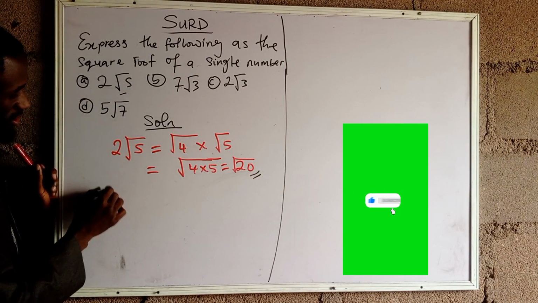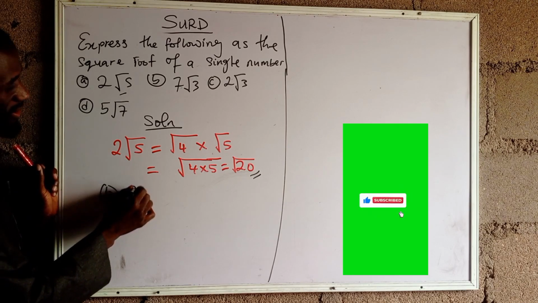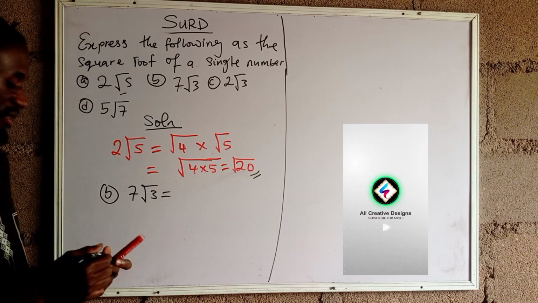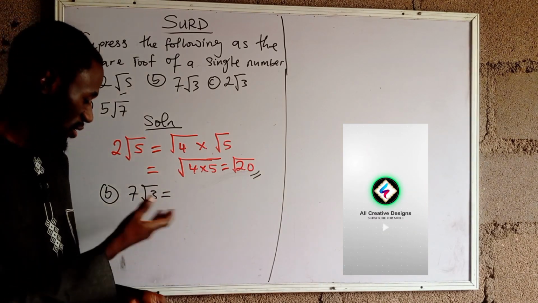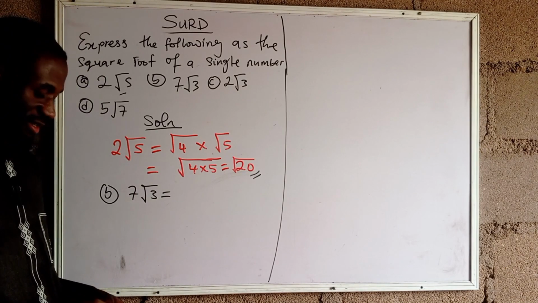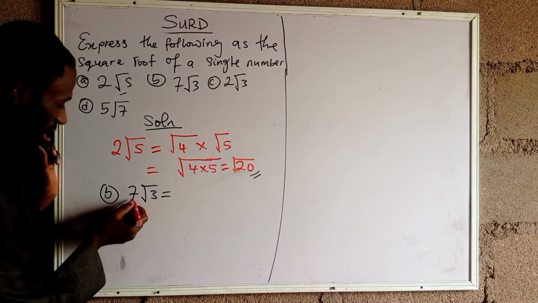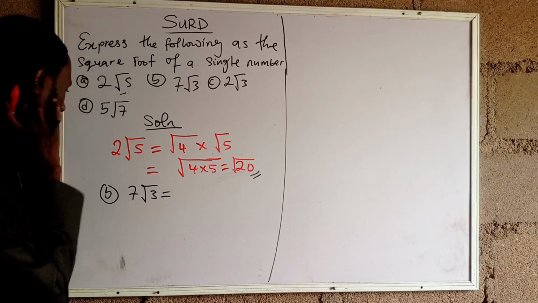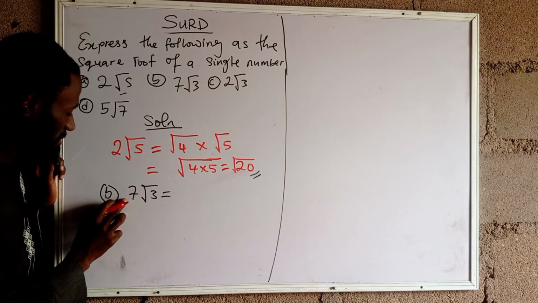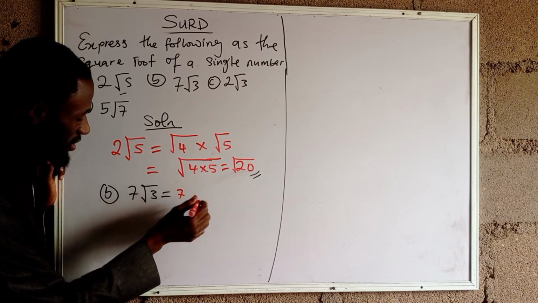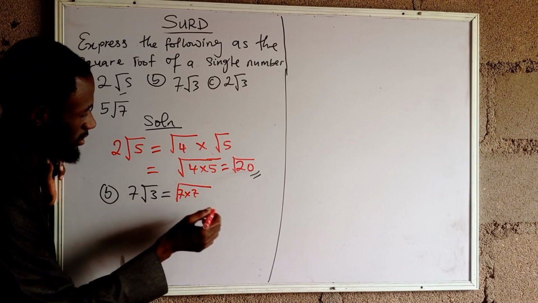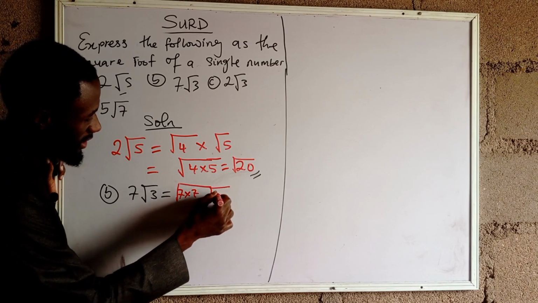In the second question, the B part says simplify 7 root 3. How can we simplify 7 root 3? We know in solving surds, a number before the square root is a perfect square already. Then we can simplify this number as 49, which is 7 times 7, multiplied by the square root of 3.